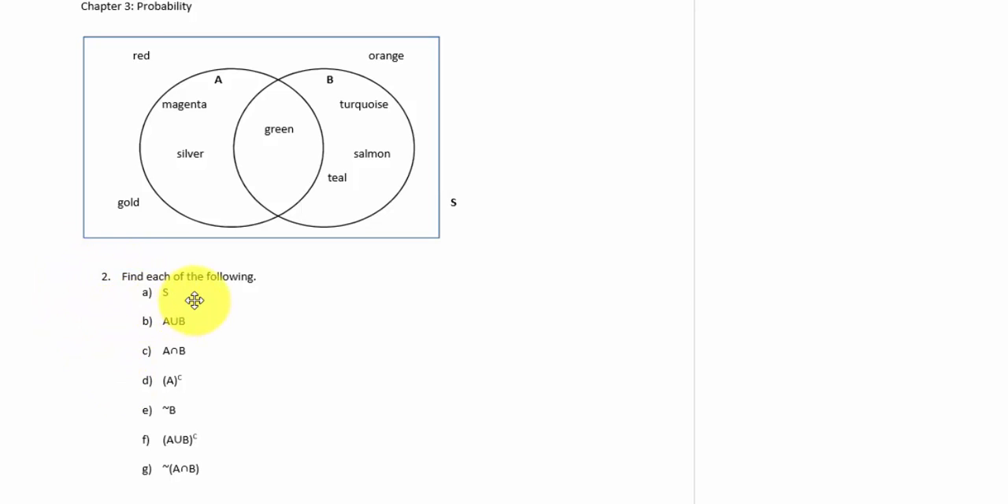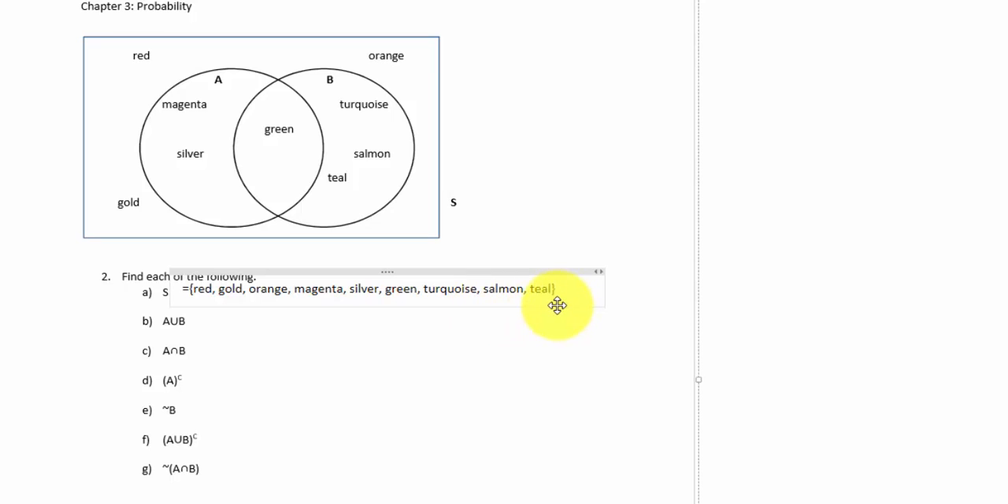Part A says S. That means the sample space. So we're going to define the sample space. So the sample space is going to be equal to all of the colors, whether they are in an event or not in an event. So that would be red, gold, orange, magenta, silver, green, turquoise, salmon, and teal. Be sure to use the set brackets at the beginning and end of your sample space.